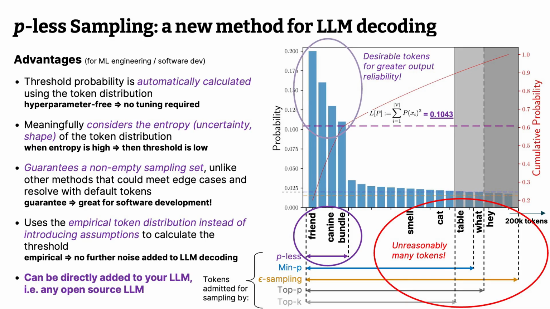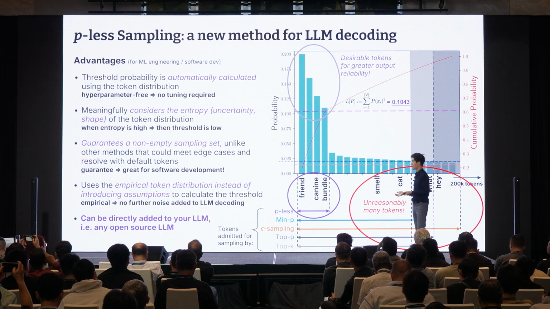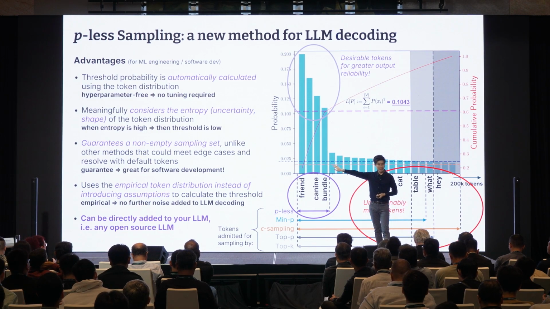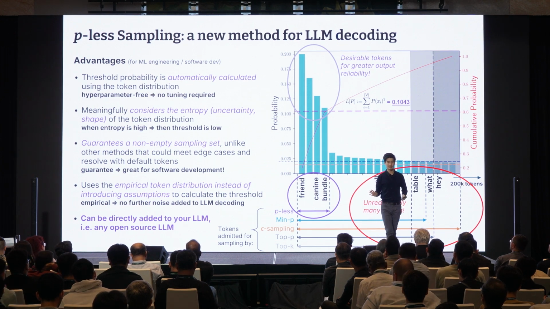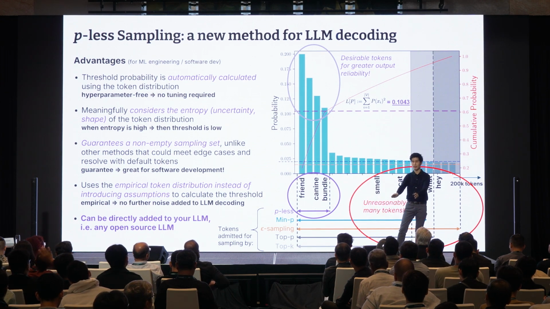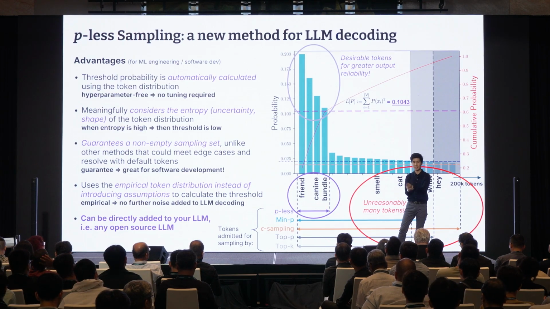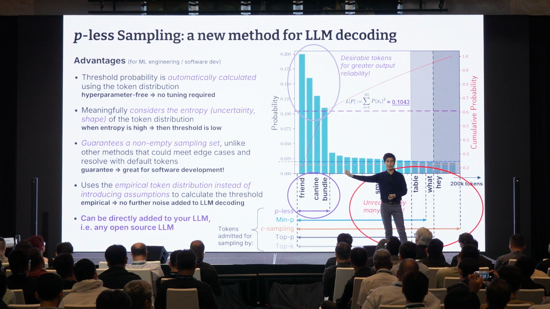So there are other advantages if you are interested in ML engineering. So the threshold probability is automatically calculated, hyperparameter free. As an ML engineer, that saves you tuning for the hyperparameter. As an ML engineer or developer, this guarantees a non-empty set, which is great. Guarantees are great. No edge cases, right? This always produces a valid sampling set that is at least size 1, up to the entire size of the vocabulary, depending on the distribution.